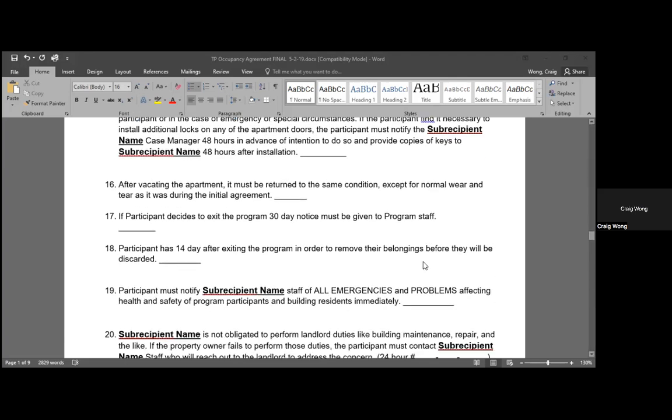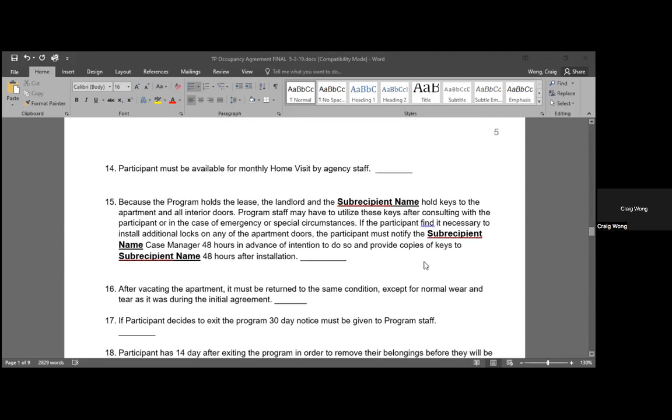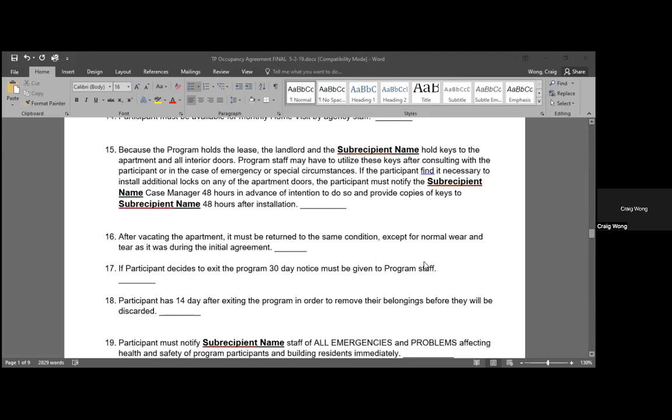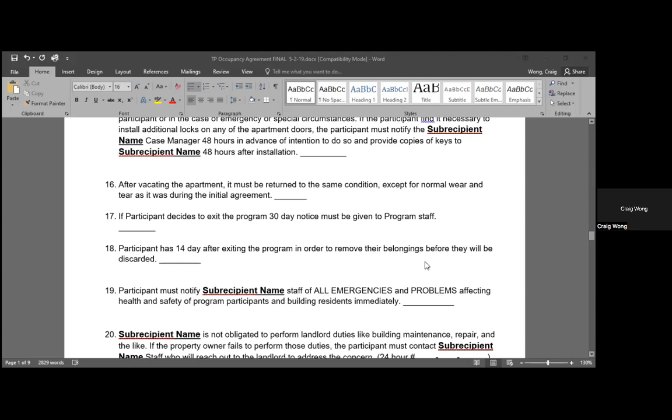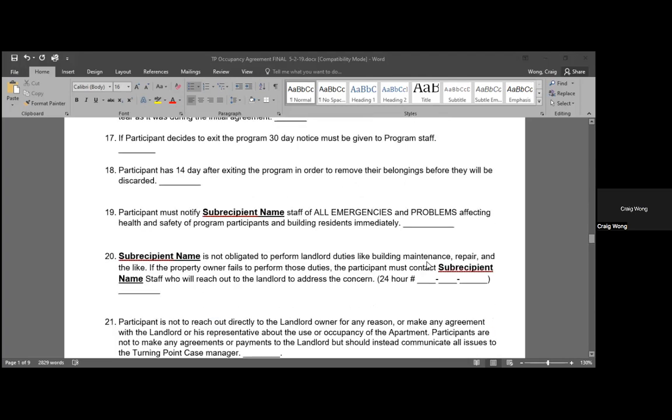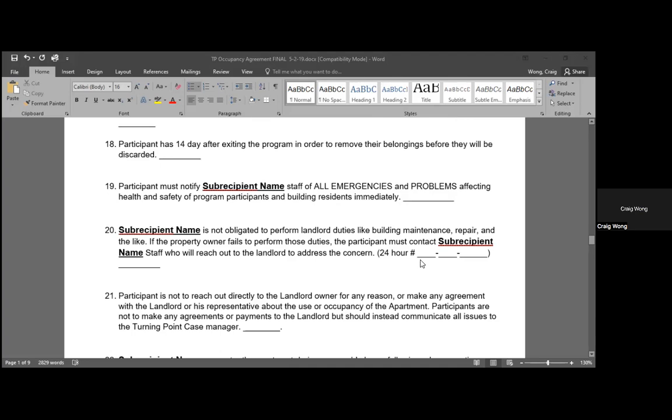We talk here about guidelines again, after the individual leaves the program, and some of the things that we require and that we need: emergency contacts, very important information. Who should they contact in the event of an emergency? Some of these things are spelled out in a lease between the organization and the landlord, and they can be reiterated here in the occupancy agreement.